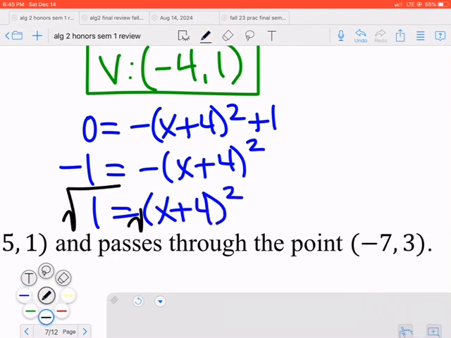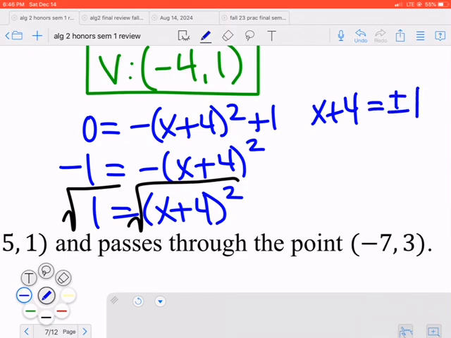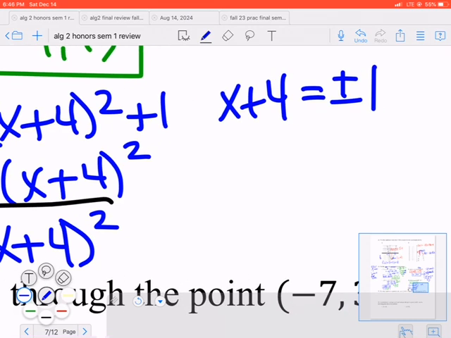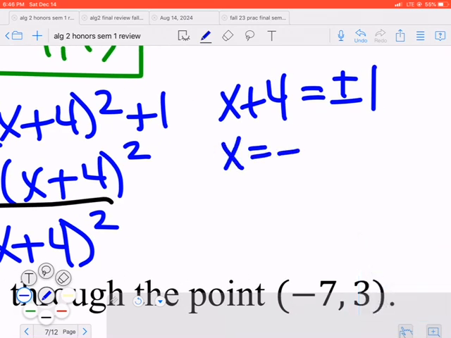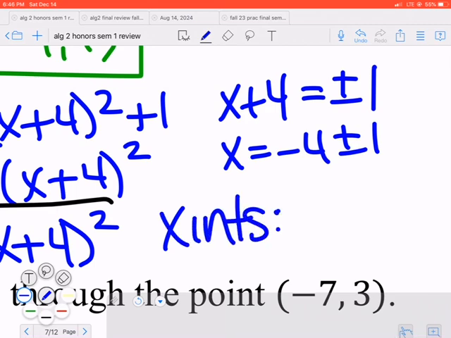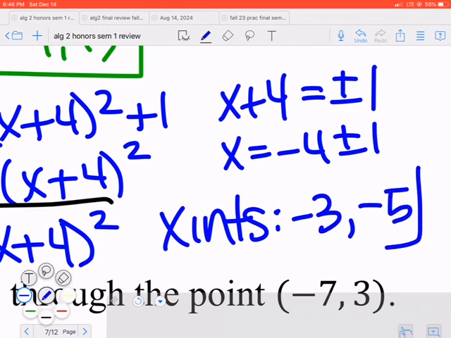And now I'm going to take the square root of both sides. So then I would have x plus 4, I'm just switching sides too, x plus 4 on the right, which I'm writing on the left, and the square root of 1, don't forget your plus or minus, is 1. And minus the 4. So our x-intercepts are -4 plus 1 is -3, -4 minus 1 is -5.